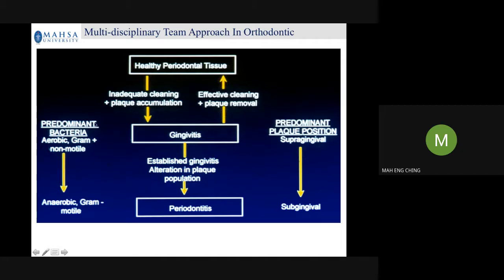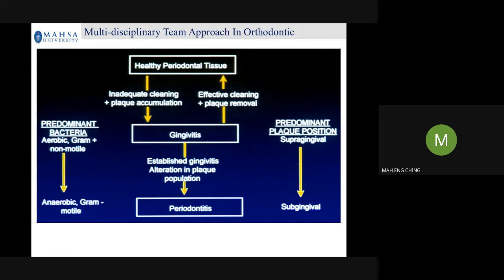Then, of course, if you're talking about bacteria, it goes from the gram positive aerobes, then slowly becomes gram negative and anaerobic. Then the plaque goes from supragingival, then slowly becomes subgingival. They slowly grow bigger and deeper, until it becomes subgingival, which is difficult to clean.